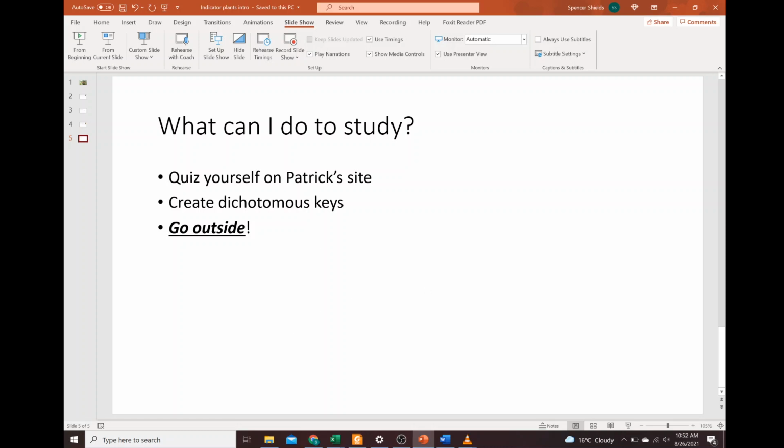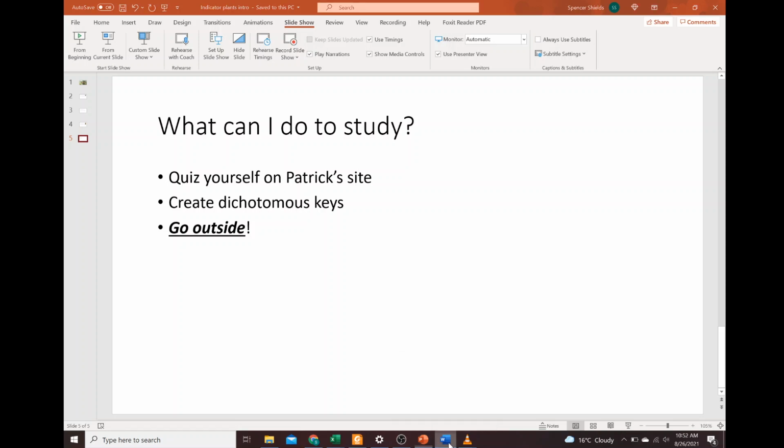Finally, what can I do to study for this course? So we've already looked at Patrick's website. Make sure that you quiz yourself using that. Another technique that I love is creating dichotomous keys to tell between the different plants. So what is a dichotomous key? It's basically this big classification tool where you have a group of organisms and then you break them up into two at different junctures based on a feature, and you create this big tree.